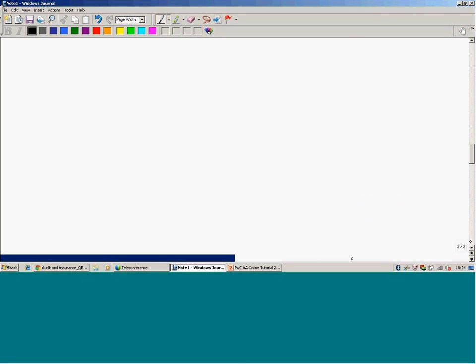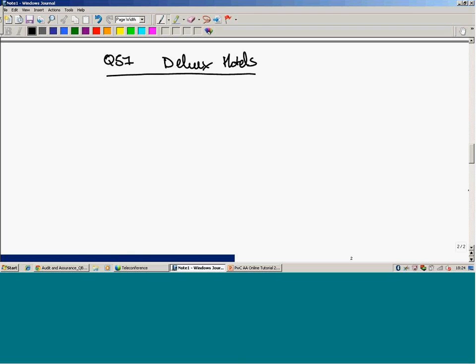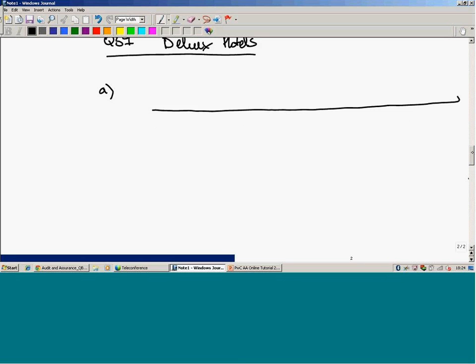So new page. This is question 57. Hotels. It wants me to do it in a form suitable for publication. If I were allowed to do it as a table, I absolutely would. Tables are fantastic in audit and assurance, really helpful for setting out your work and making it really clear and sensible. Draw out a little table, and do it as I go along as I need to.